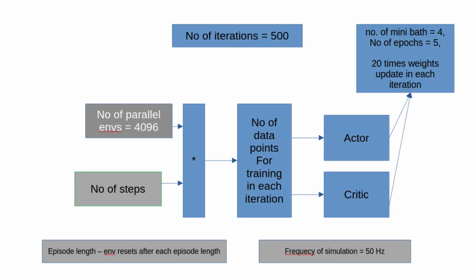To get any improvement in the actor, we take a certain number of steps, and for each step we run 4096 parallel simulations. Once the data is generated, the training runs through 5 epochs in 4 mini batches, and after the 5 epochs there will be an update in the actor network. The weights of the actor network will get updated.